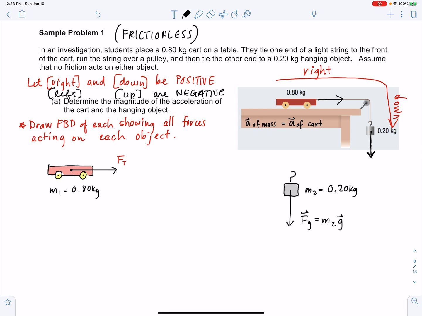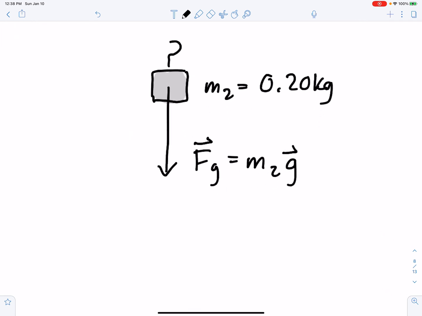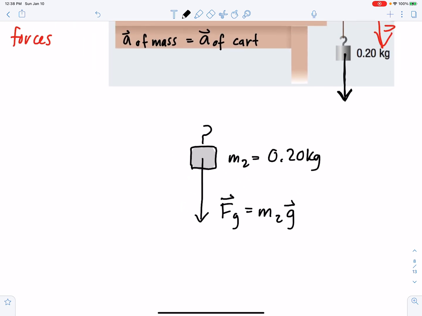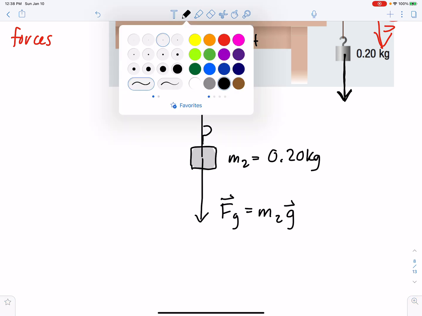Now this object is not just influenced by the force of gravity. If it were, it would be free falling, but it's not free falling. It's attached to a rope. And that rope exerts a force in the upward direction, and we're going to call it tension.